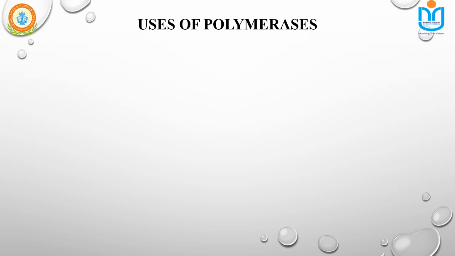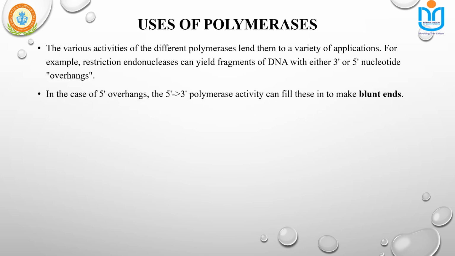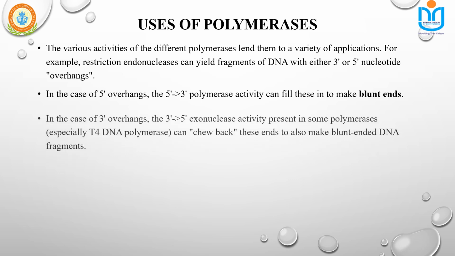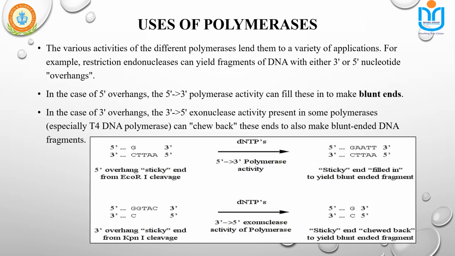Uses of polymerases. The various activities of the different polymerases lend them to a variety of applications. For example, restriction endonuclease can yield fragments of DNA with either 3' or 5' nucleotide overhangs. In the case of 5' overhangs, the 5' to 3' polymerase activity can fill these in to make blunt ends. In the case of 3' overhangs, the 3' to 5' exonuclease activity present in some polymerases, especially T4 DNA polymerase, can chew back these ends to also make blunt-ended DNA fragments.